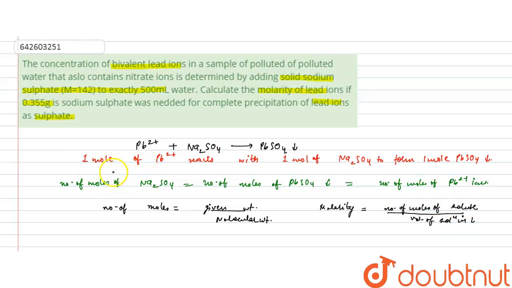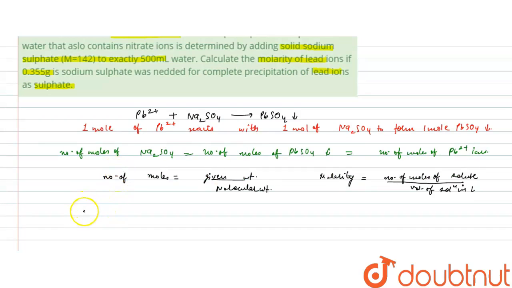So if we calculate the number of moles of sodium sulphate and further its molarity, we can calculate the same things for lead sulphate and lead 2 positive ions because they are equal. So we will calculate the number of moles for sodium sulphate, or we can say the number of moles of lead 2 positive ions. So it will be equal to the given weight, that is 0.355 grams, upon its molecular weight, that is 142 gram per mole. So these are the number of moles.